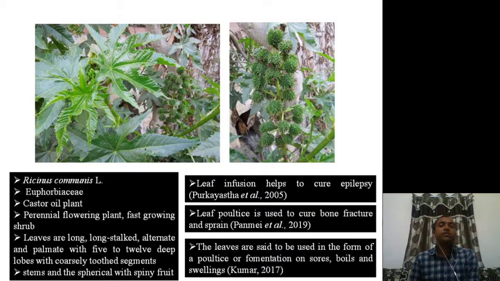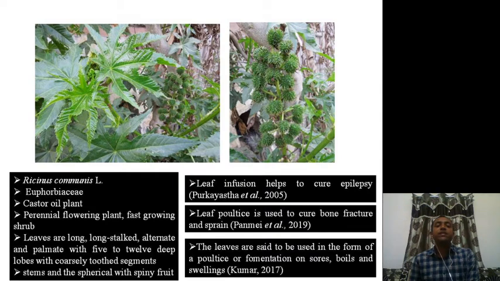Now as you can see in the picture, leaves are long, stalked, alternate and palmate with 5 to 12 deep lobes with coarsely toothed margins. So if you have a closer look at the leaves, what you can see is that it has toothed segments or toothed margins. Now the stems and the spherical capsules are spiny. So as you can see in the picture over here, the fruits are spiny in nature. Now this was all about the description of this particular plant, Ricinus communis, which will help you to identify it. So let us see what the medicinal properties are.